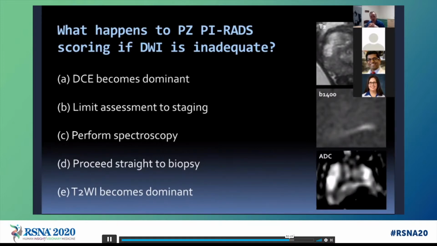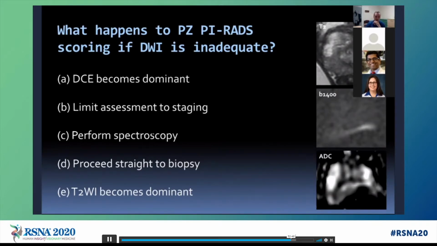It's a slight anomaly in the PI-RADS scoring system. You would think that DCE as the secondary sequence becomes dominant, but that's not the case. It's actually T2 that becomes dominant, mainly because it's scored out of 5, as is DWI, whereas DCE is only scored yes or no. So T2 actually leapfrogs DCE in this case to become the dominant sequence, and DCE remains as the secondary sequence. We limit the exam to staging when we have no functional sequences, so if we only had the anatomical T2 weighted imaging.